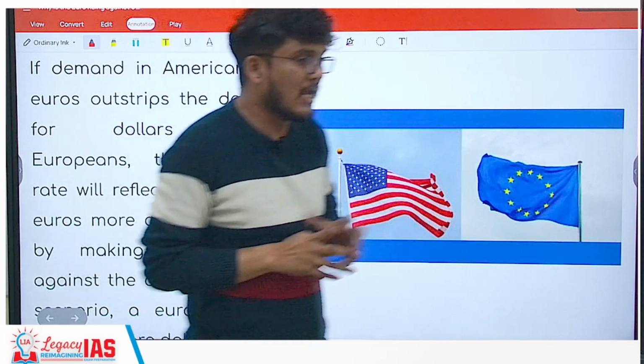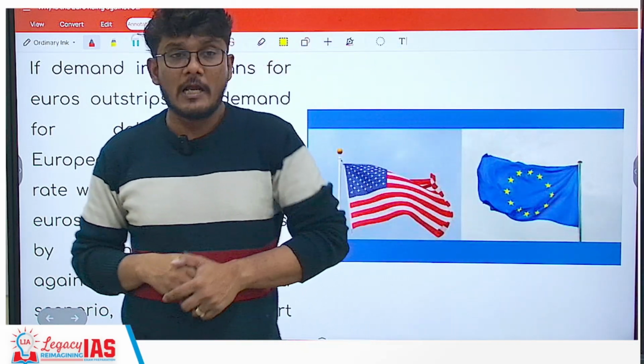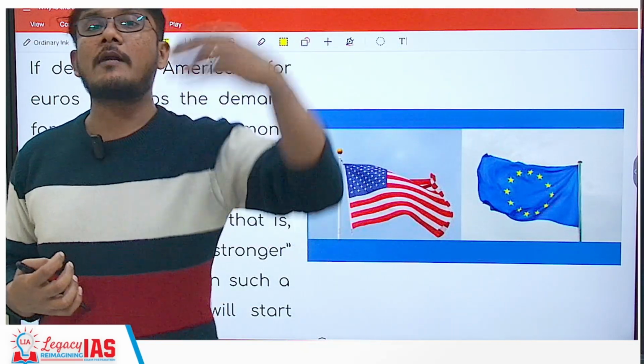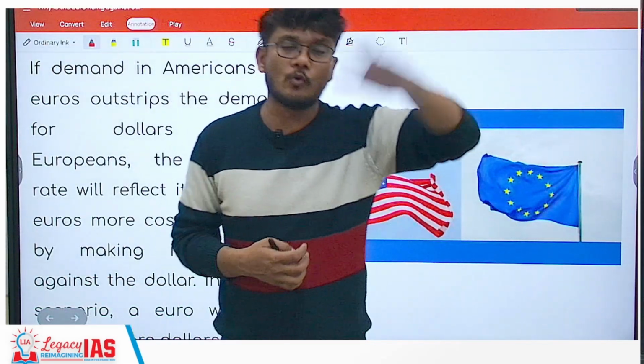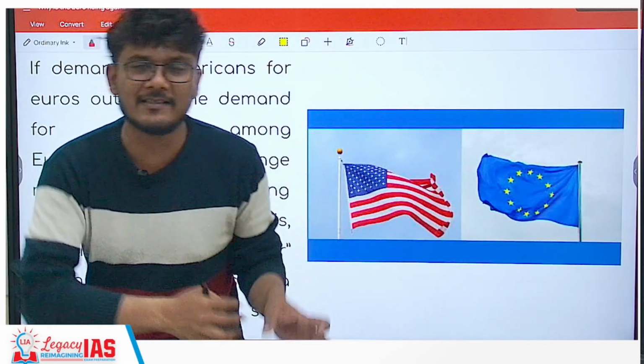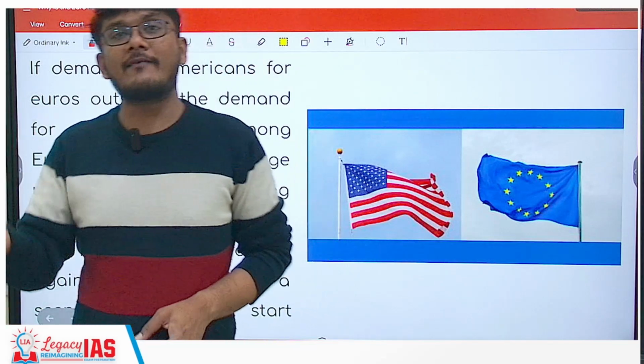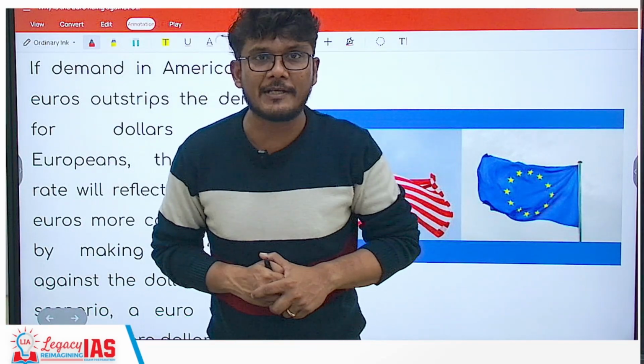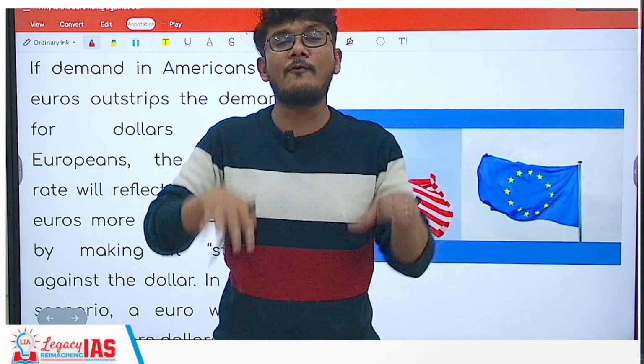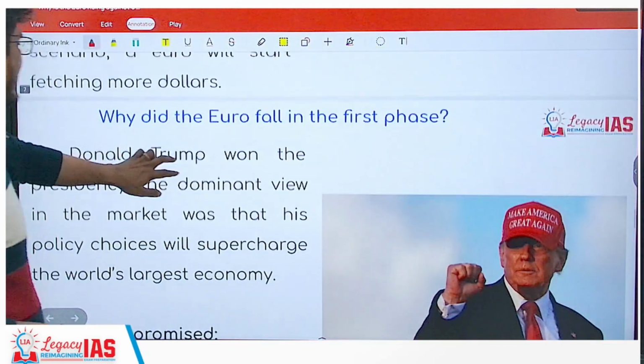I think that's clear. Now this opposite can also happen. If the Europeans are demanding more and more dollars for getting imports from the USA as compared to the Americans demanding euros, then what will happen? The dollar can also appreciate, right? So this is how the fluctuation of the currency takes place.